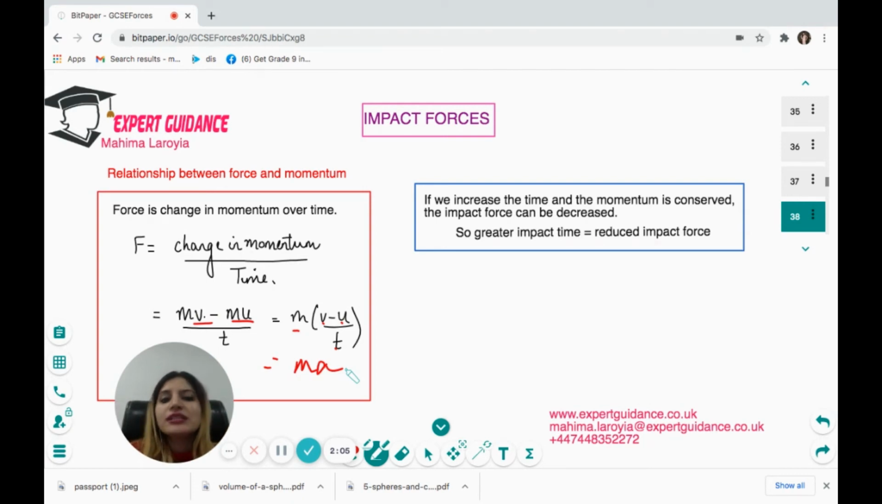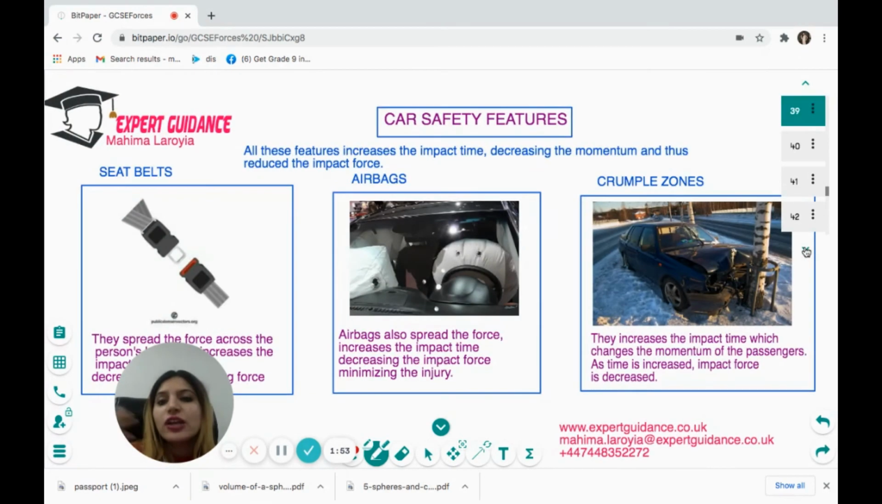Now, if we increase the time and the momentum is conserved, the impact force can be decreased. So a greater impact time means a reduced impact force. This can be used in a lot of safety features. In car safety features, we have seat belts, airbags, and crumple zones. All these features increase the impact time, and thus reduce the impact forces.